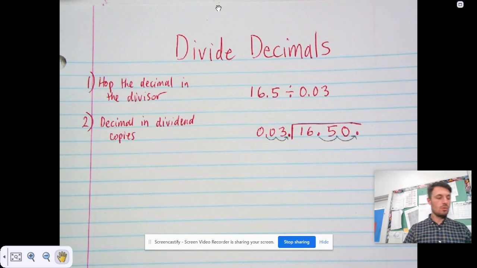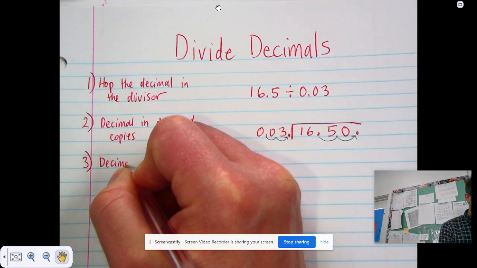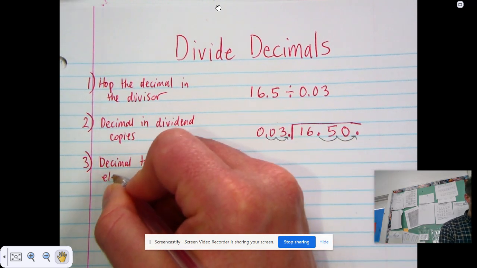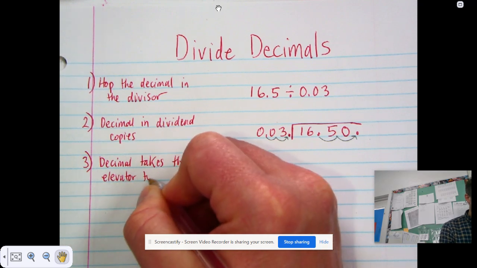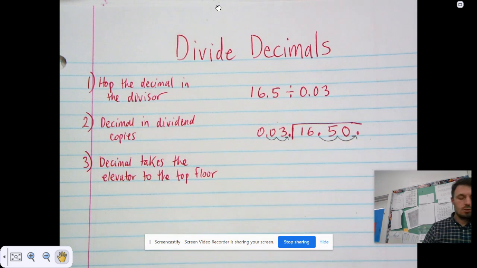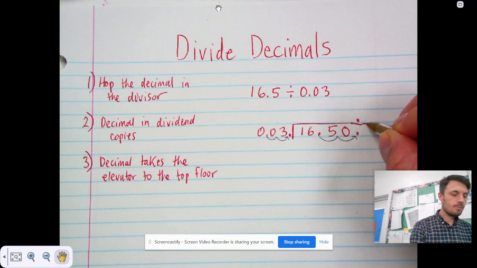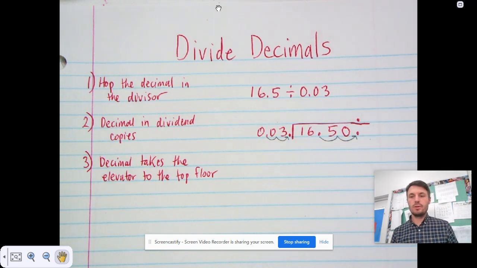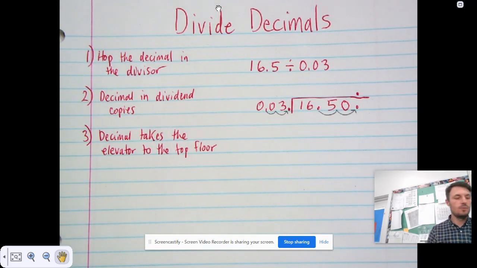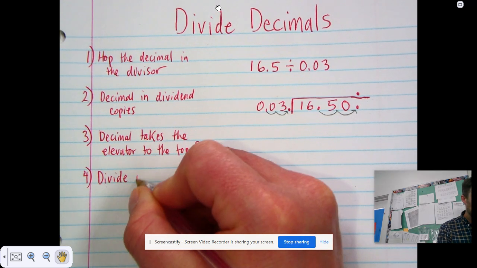Okay, that's step 2. Step 3 is decimal takes the elevator to the top floor. So he says, ding, ding, going up. And that's where the decimal point goes. Okay, that's step 3. Decimal takes the elevator to the top floor. Step 4, divide normally.